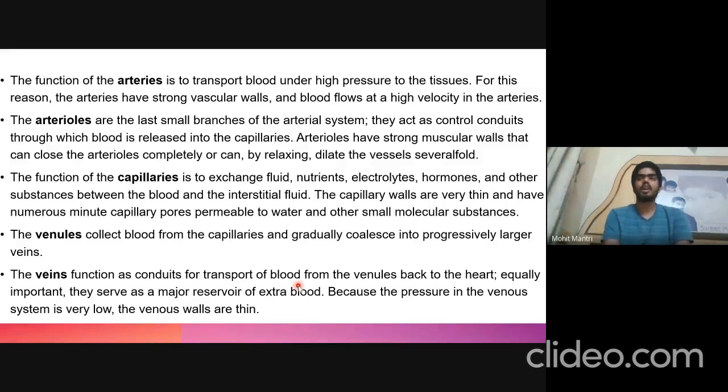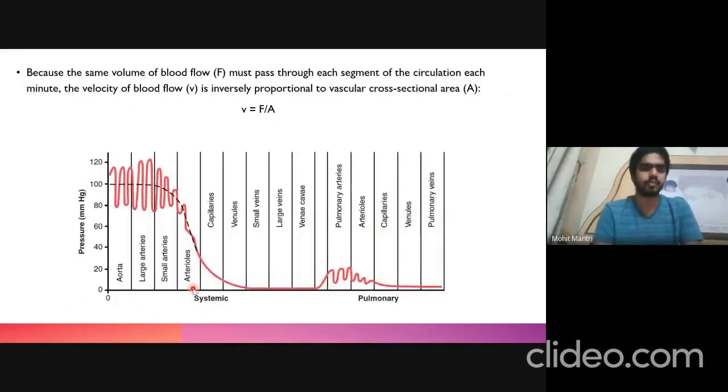So whenever the heart requires an immediate increase in the amount of blood, these veins are the reservoir from which the extra blood is transferred to the region where it is required. And since the pressure is very low in the venous system, the venous walls are thin. One more thing is that these venules and veins also contain valves which prevent the backflow of the blood and therefore allow the movement of blood only towards the heart.